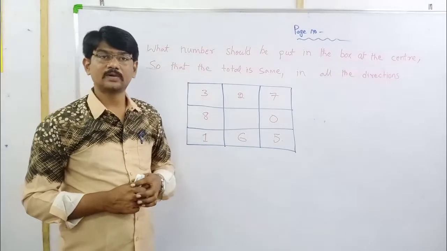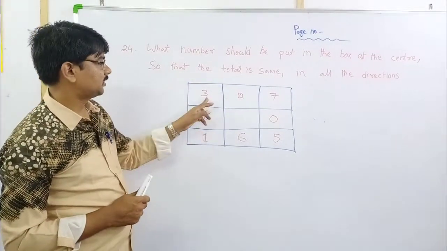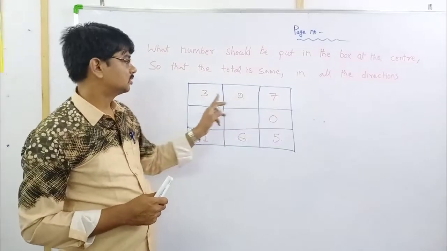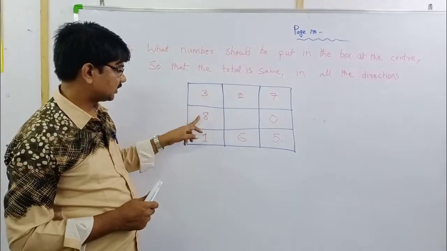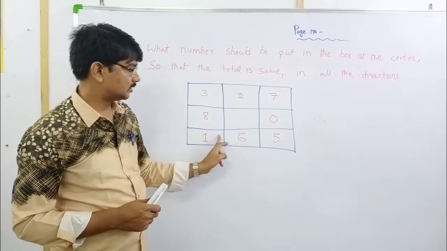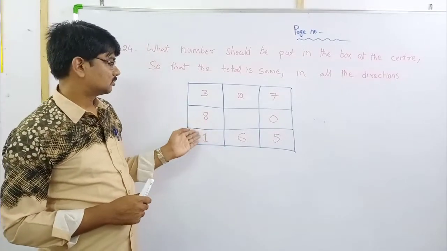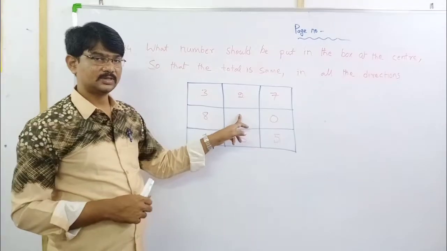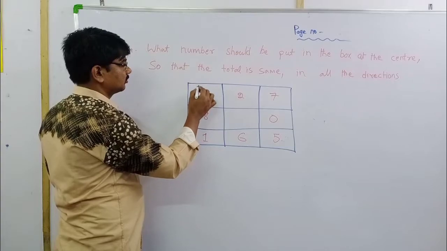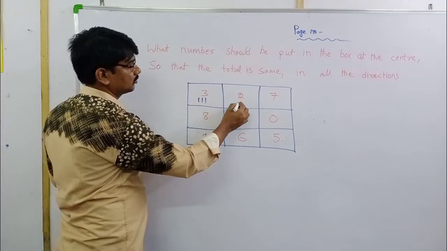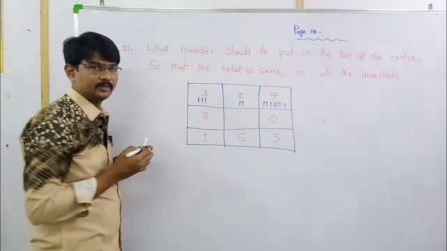What is the total? How can we find out? Already some total is there. Here we can understand the total. 3, 2, 7, 3, 8, 1, 1, 6, 5. If we understand this total, we can put a number here easily. First of all, 3 is here. 1, 2, 3. Here 1, 2. Here 1, 2, 3, 4, 5, 6, 7. Just count them.